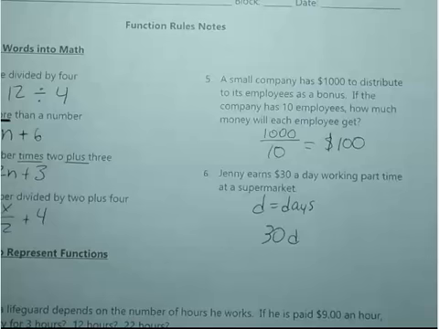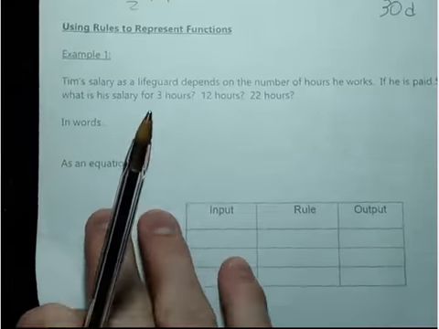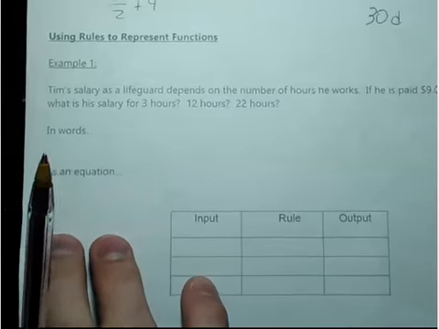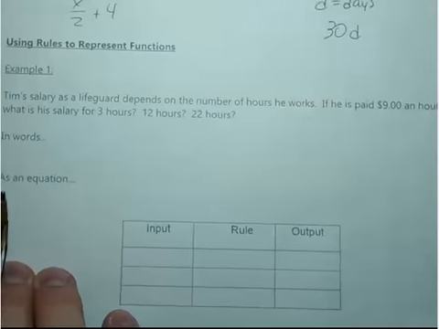So that top part was just kind of a little warm up into word problems. The real heart of the stuff, or the real next topic in our functions unit, is coming up with these rules to represent functions.